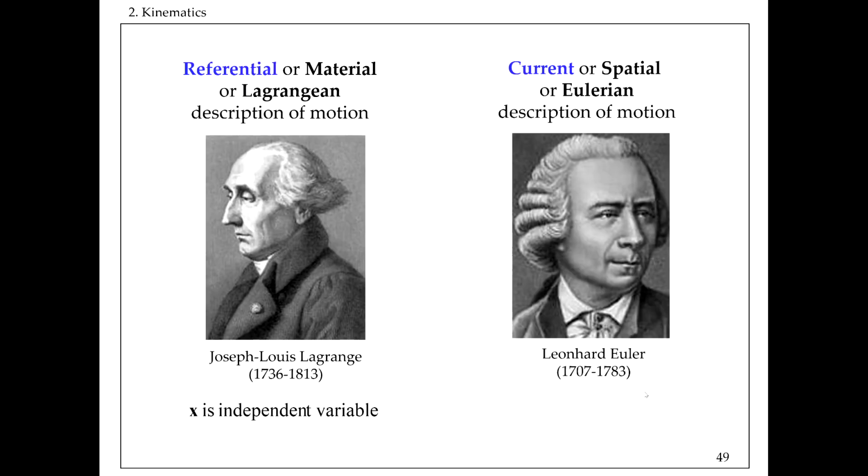Different additional names for that are referential or material description. Sometimes in the literature, quite popular, it is also mentioned as the Lagrangian description of motion. What happens is that we hold x as the independent variable, our initial point. So this is our independent variable.